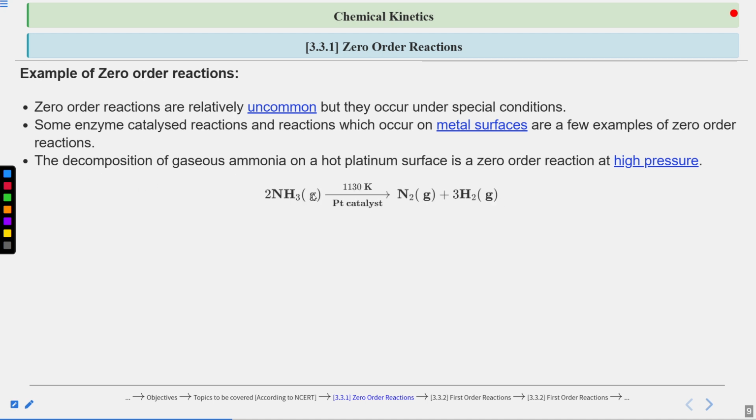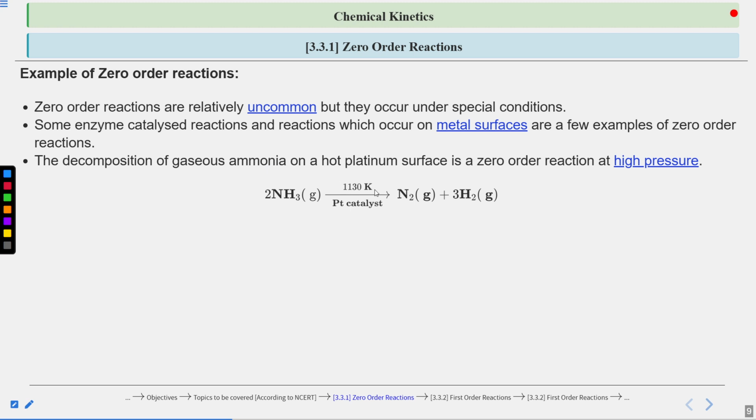This is the reaction: 2NH3, two molecules of NH3 at 1130 Kelvin, the high temperature, and with a platinum catalyst present, it is decomposing into nitrogen gas and 3 molecules of H2, that is hydrogen gas. So this is a decomposition of ammonia on a hot platinum surface, which is acting as a catalyst here, and it is also taking place at high pressure and temperature.